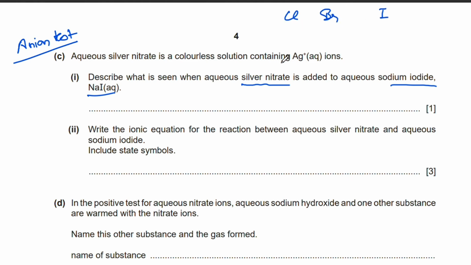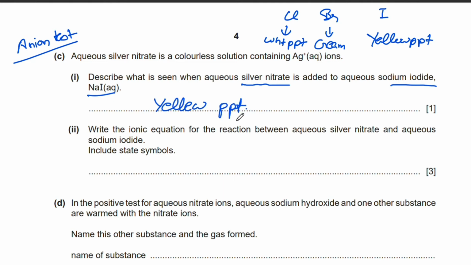You should know this. For chlorine you get a white precipitate. For bromine it is the cream one, and iodine gives a yellow precipitate, which is silver iodide, which is yellow in color. So what you see is yellow. What you will write is yellow precipitate, yellow PPT, which stands for precipitate.